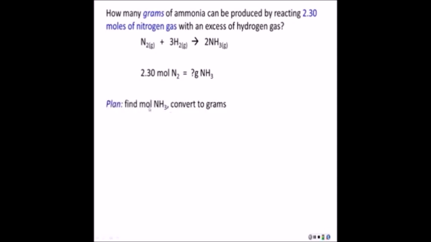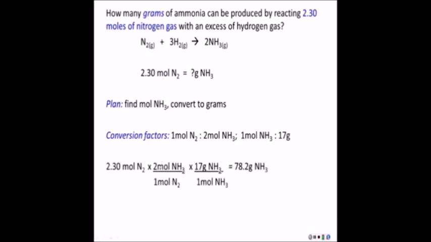I'm going to find the number of moles of ammonia that I can make, and then I'm going to change moles of ammonia to grams. So I need 2 conversion factors, and here they are. 1 mole of N2 to 2 moles of ammonia, and that's from the balanced equation again. And 1 mole of ammonia weighs 17 grams. That's just a sum of the atomic masses. So I'm going to start my solution with the 2.30 moles of N2, and then set up my conversion factors. You notice, starting with moles of N2, the first thing I do is figure out moles of ammonia, cancel out my units, and then I change moles to grams. So I had two conversion factors necessary to solve this one.